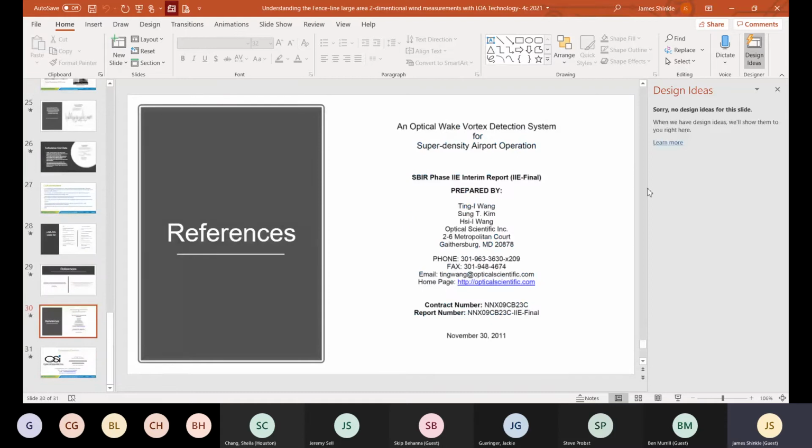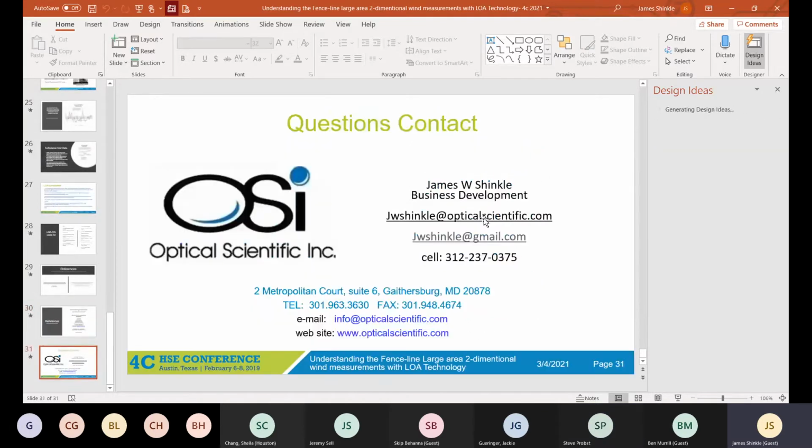And then this is the SBIR. This is the stuff that we did for NASA for the wake vortex. So in a nutshell, that's what LOA does and how you can apply it. I tried to keep it tight here. Does anyone have any questions?